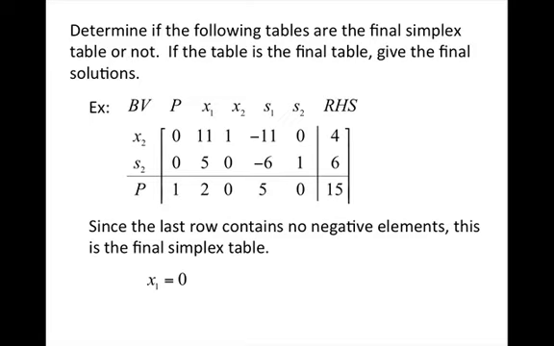Any values that are not basic variables are zeros. My x sub 2 we said was 4, and our p was 15. So those are our final solutions. When you're given the final solutions, we just want the x's and the p's. We don't care about the s's, the slack variables.